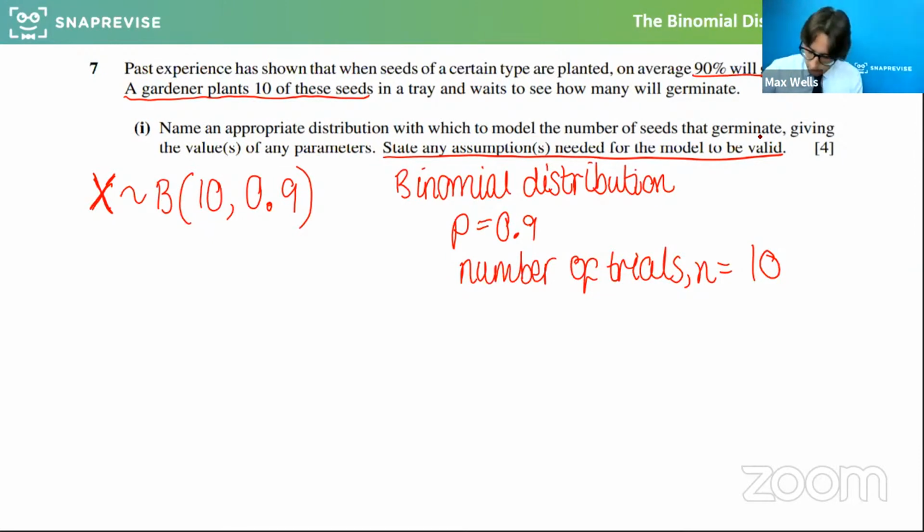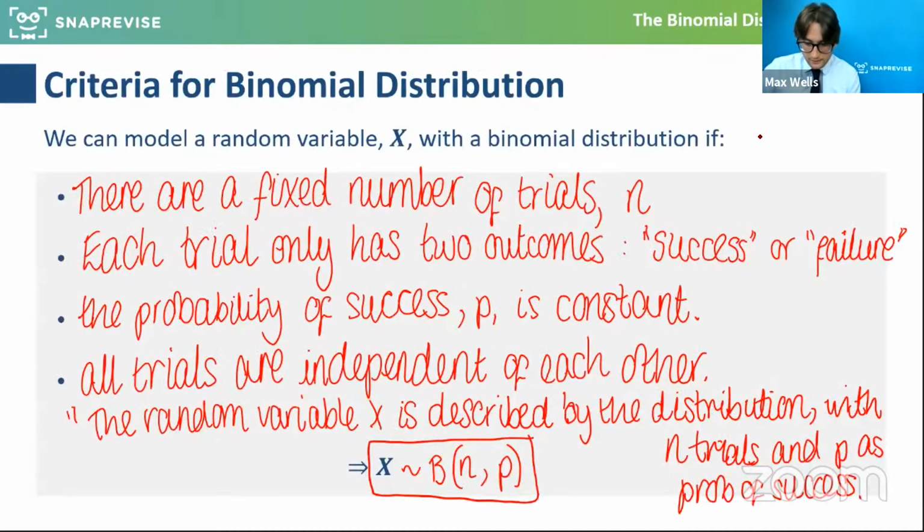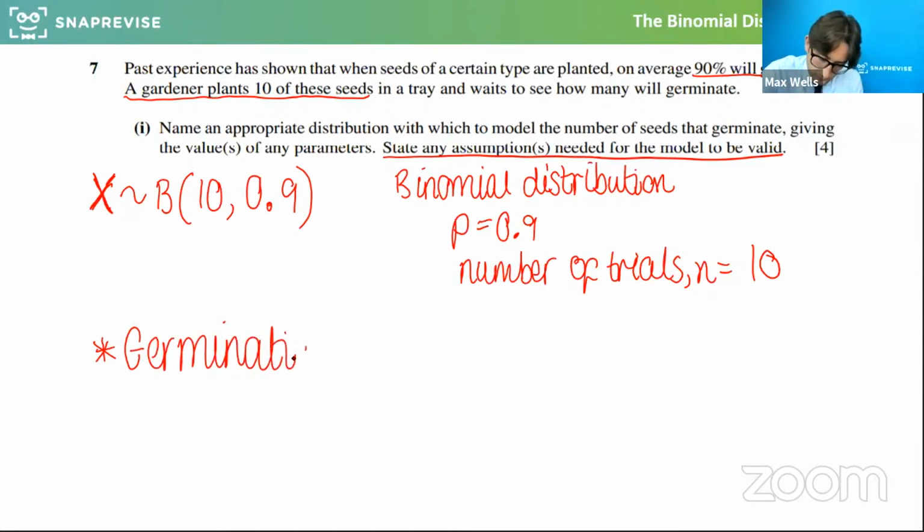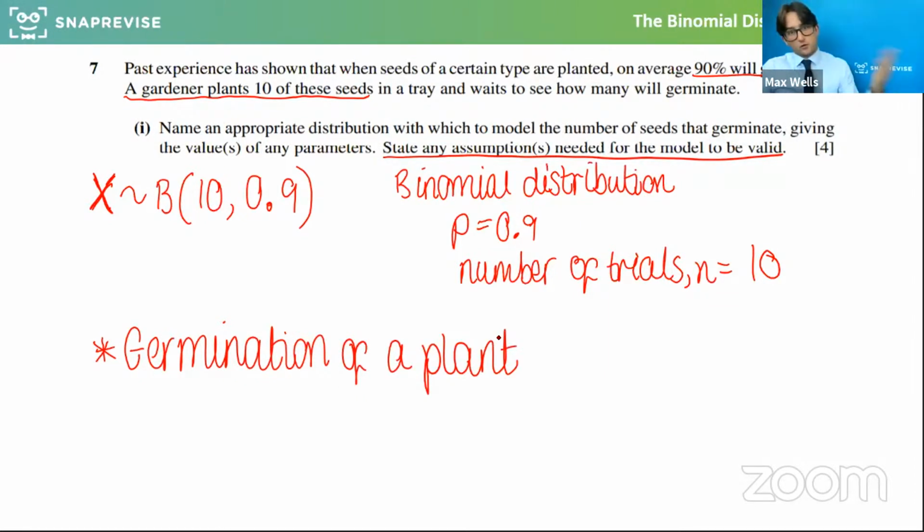And if you go back to the 4 conditions we looked at over here, they've already told us some of this stuff. They've told us P and they've told us N. But what I'm going to say is the things we've had to assume in order to fit this to a binomial is that germination of a plant is independent. So you sometimes need to contextualize those 4 conditions we looked at. So germination of a plant is independent of others.